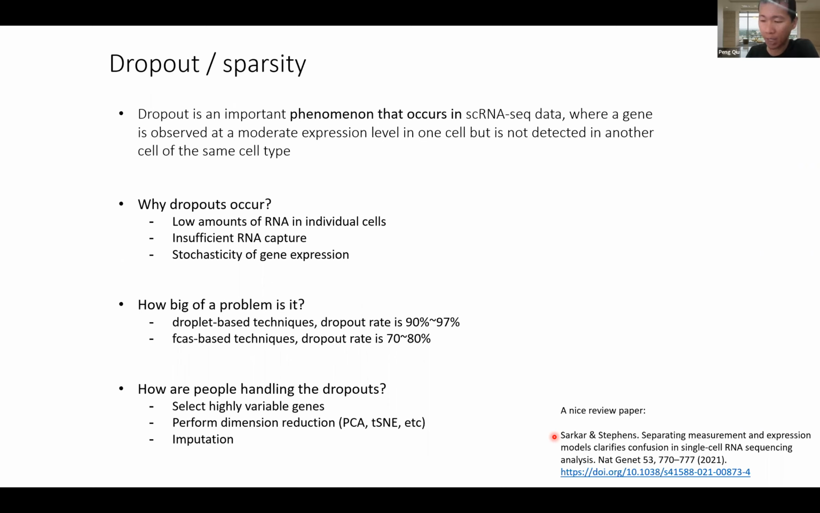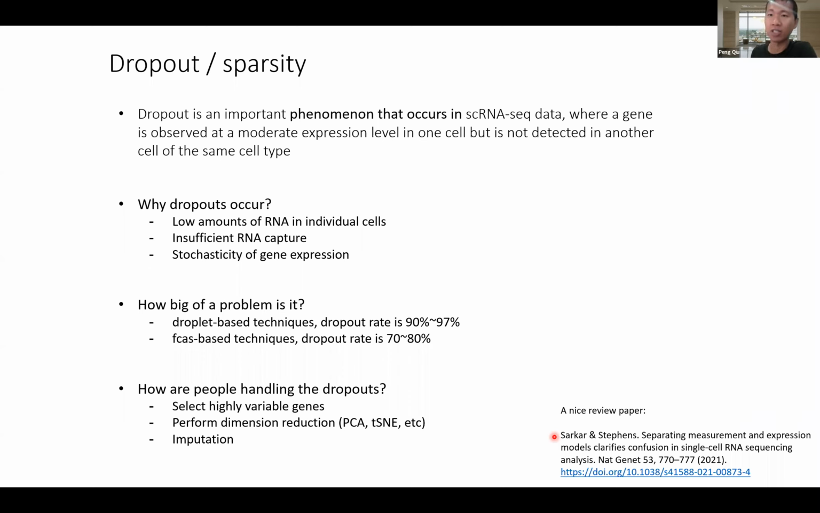In this data matrix, there are so many zeros. Some of the zeros probably should be non-zeros, right? But they are zeros because of technical artifacts. So those undesirable zeros are referred to as dropouts. Okay, so that's another definition that people use.